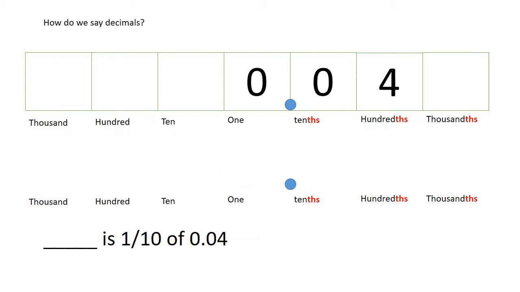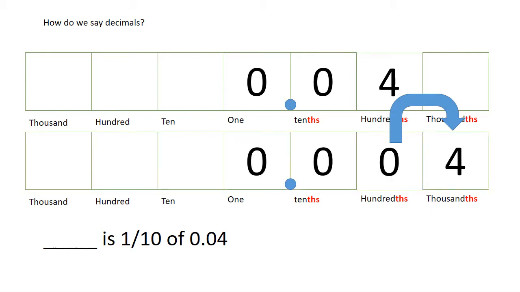Same thing here. If we want to say blank is 1/10 of 4 hundredths, we're going to move in the opposite direction. We're going to go to the right, therefore reducing our value just by 1 space. So we see that 4 thousandths is 1/10 of 4 hundredths. I know you guys kind of already know this because we were studying it in the other chapters, but this is just a review because now we're explicitly studying it in the decimals place.